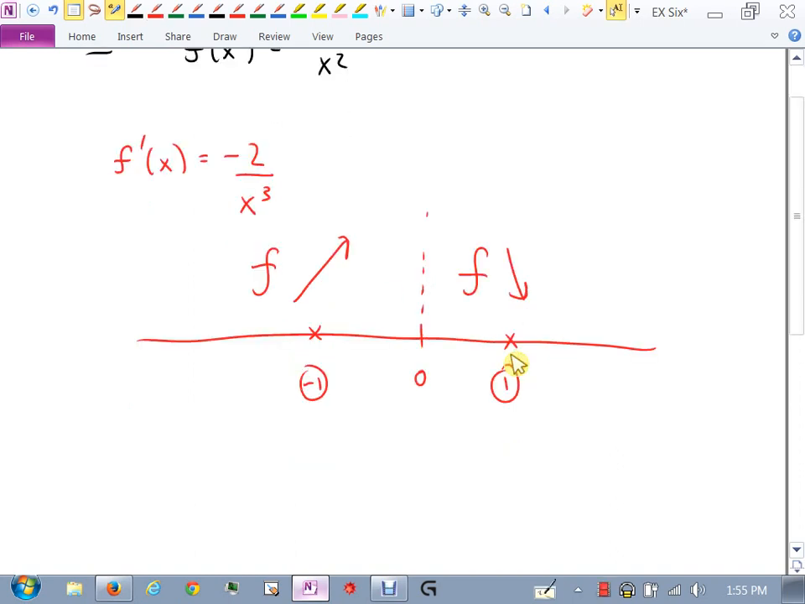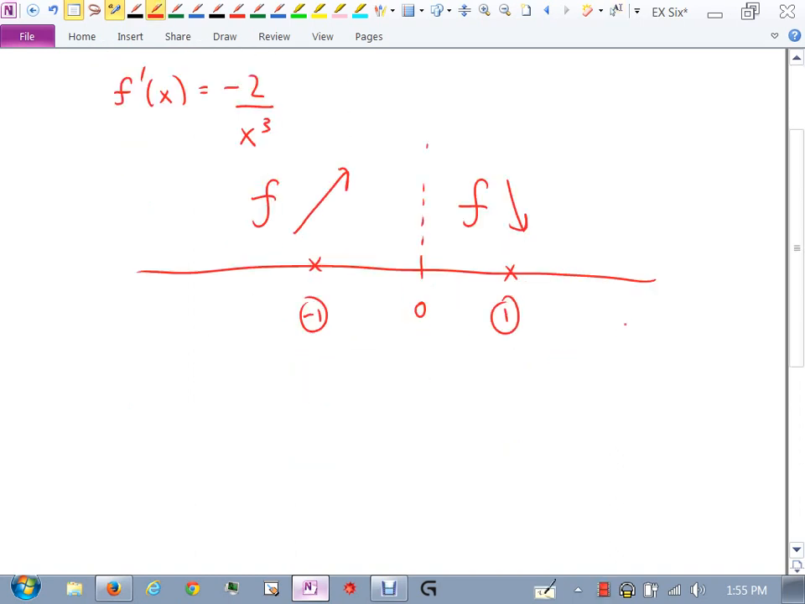Now, you can tell me where it's going up and where it's going down. You can tell me f is increasing on negative infinity to 0. You can tell me f is decreasing on 0 to infinity, but you cannot tell me that you have a local max at 0, nor do you have a local min.